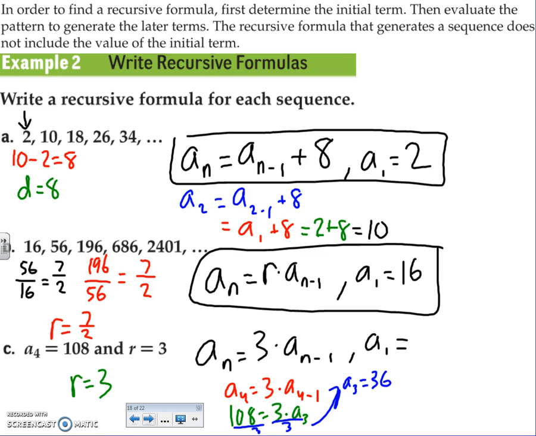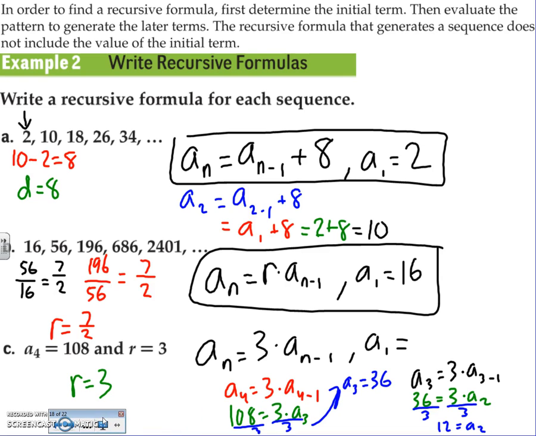Then I'm going to repeat the process. So a sub 3 equals 3 times a of 3 minus 1. So that makes this, a sub 3 we found was 36, equals 3 times a sub 2. I divide both sides by 3. I get 12 equals a sub 2. Alright, I found a2. I've got to find a1 now.